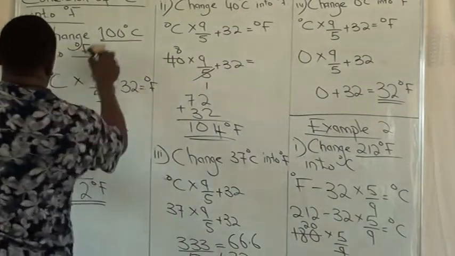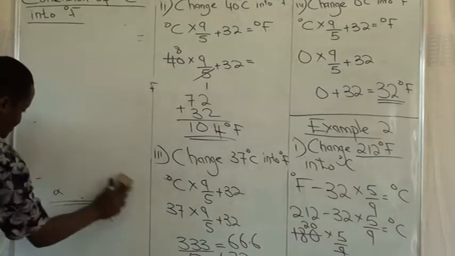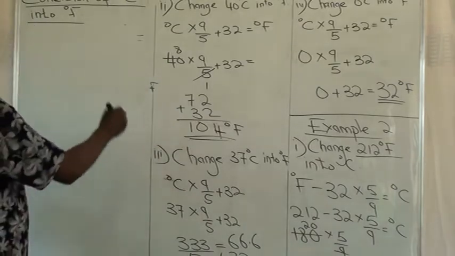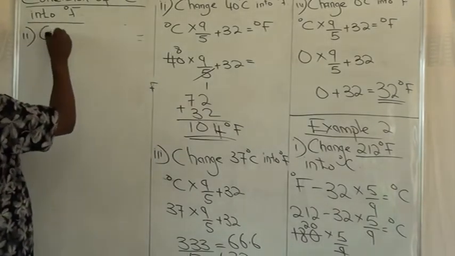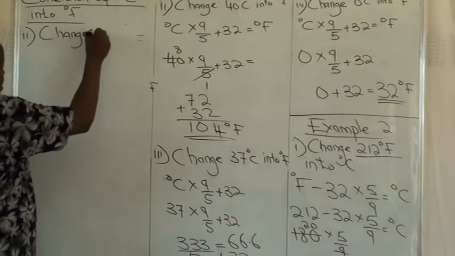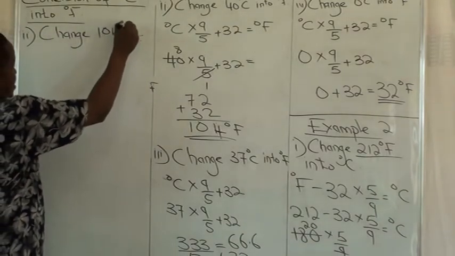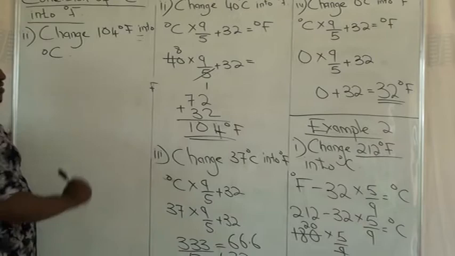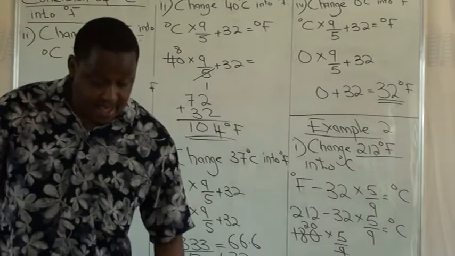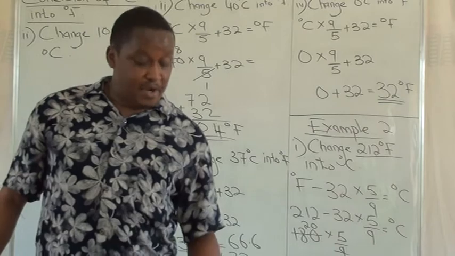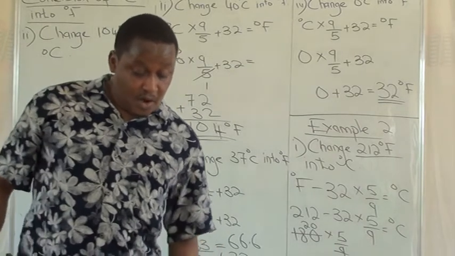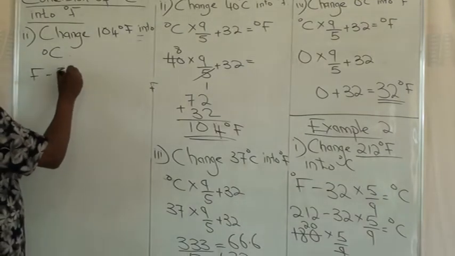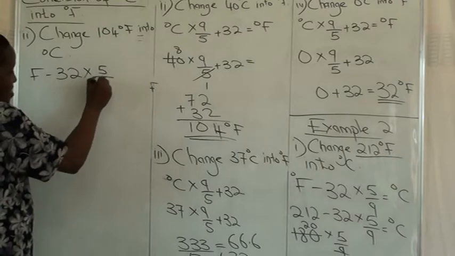Another example. We go to this one. You are told, change 104 degrees Fahrenheit into degrees centigrade. The key here is the formula. Remember, if you know the formula, your work becomes so simple. So you take your F minus 32, multiply 5/9.